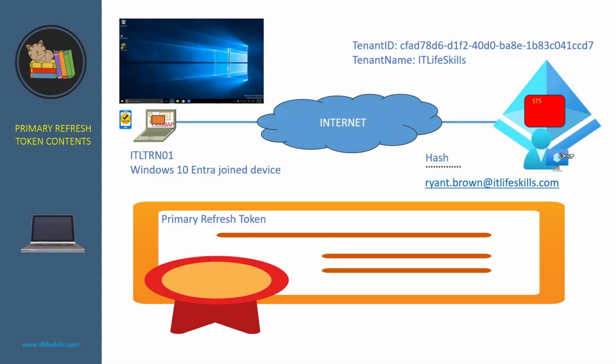So what is inside the primary refresh token? As you know, the primary refresh token contains the user ID, the device ID, and the session key encrypted with the device public key, and the device can decrypt it using the device private key. The primary refresh token also contains the MFA claims and the conditional access claims.